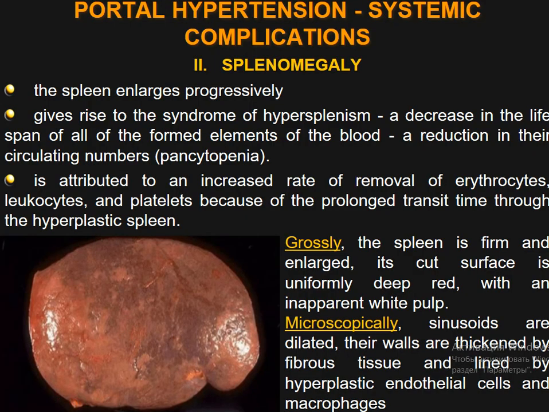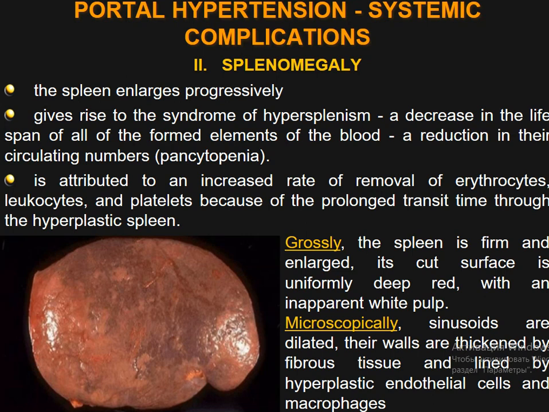Another systemic complication related to portal hypertension is splenomegaly. In case of portal hypertension, the spleen enlarges progressively and gives rise to the syndrome of hypersplenism, a decrease in the life span of all of the formed elements of the blood, and it leads to reduction in their circulating numbers. And finally, it leads to pancytopenia.